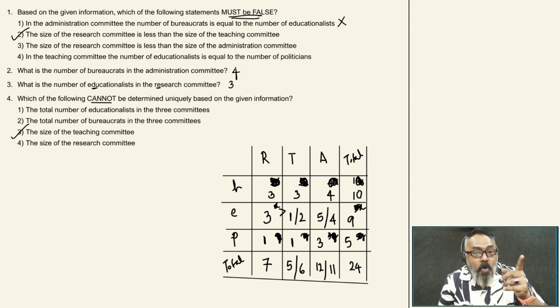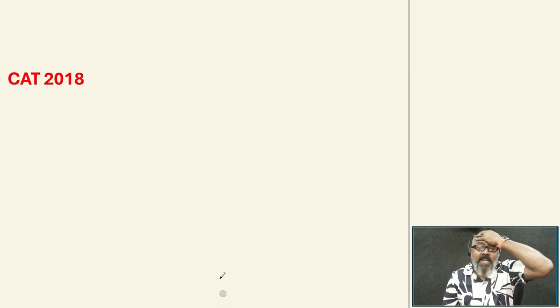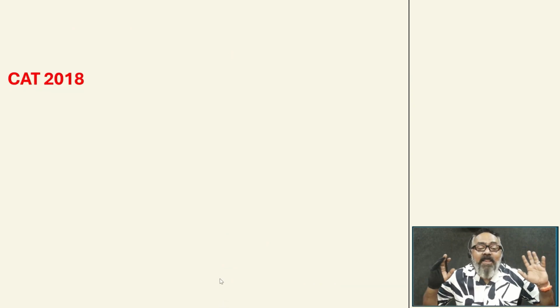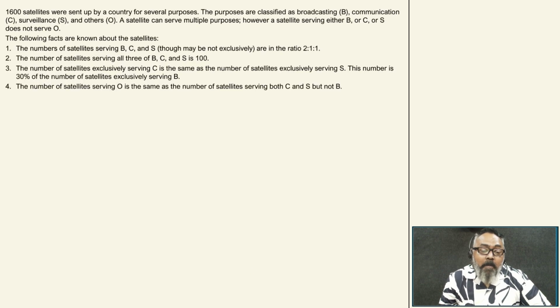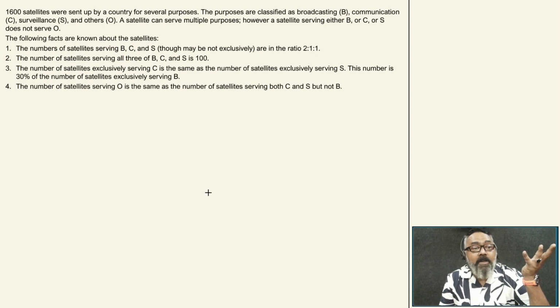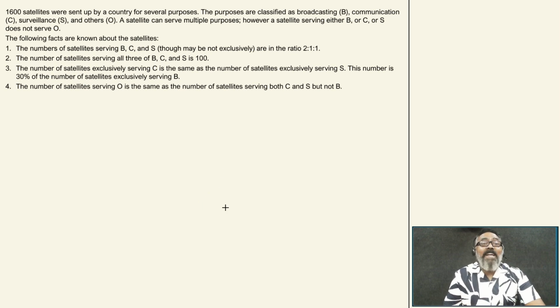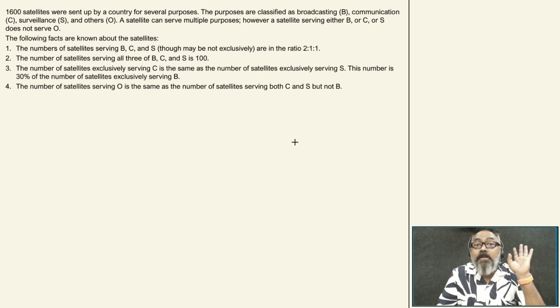I'm going to pick one more set. This is another from CAT 2018, the IIM Calcutta set. This is a set theory set, one of the sets that many people found very, very painful to do. But we'll solve it. 1,600 satellites were sent up by a country for several purposes. 1,600 what? Satellites, natural numbers.